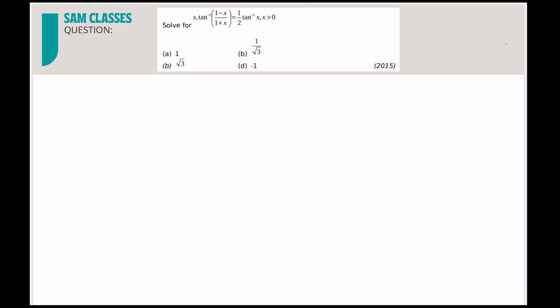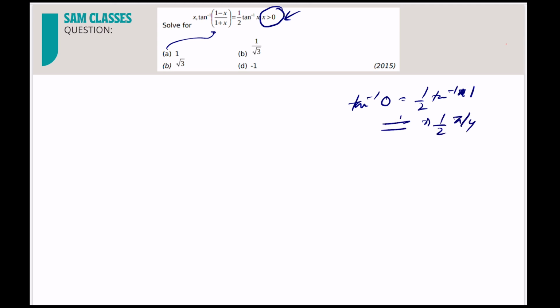In the first question, they said tan inverse of (1 minus x) by (1 plus x) is equal to half tan inverse x, and x is greater than 0. We have four options, so let's substitute. Who is stopping us? The moment we substitute 1, tan inverse 0 will be half of tan inverse 1, that is half of pi by 4. So tan inverse 0 is not equal to half of pi by 4. So the first option is wrong.